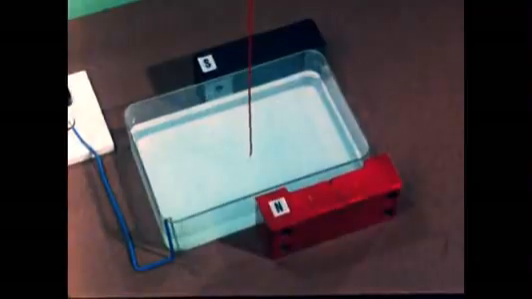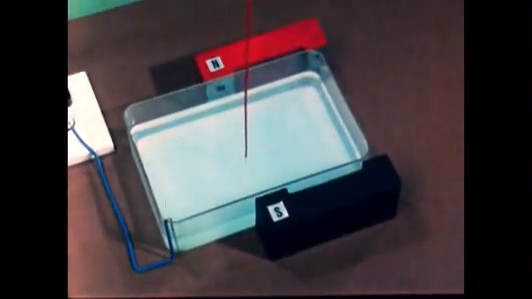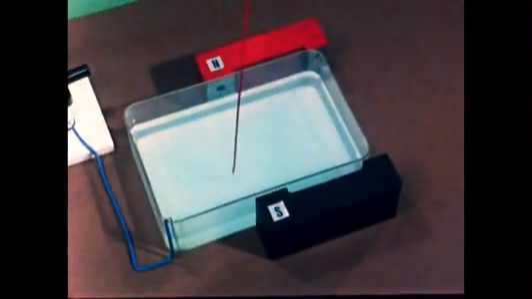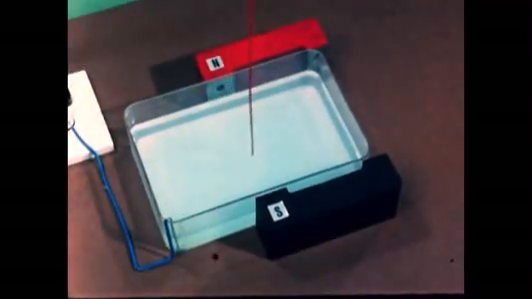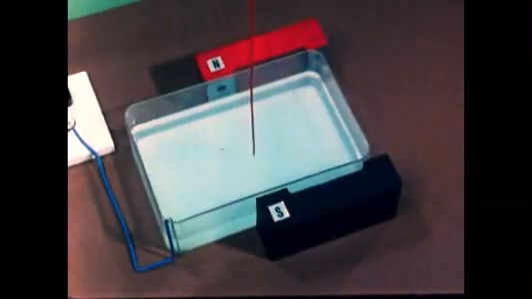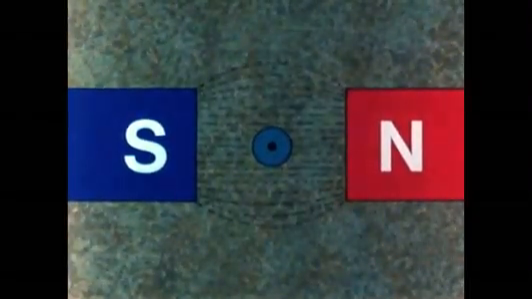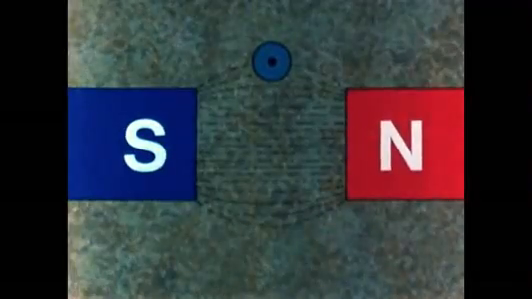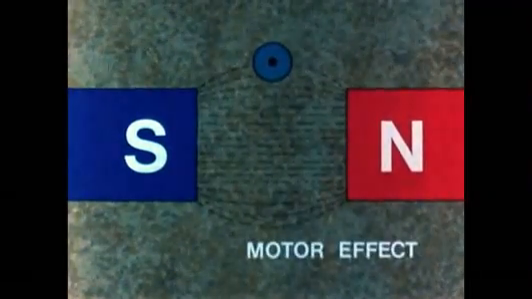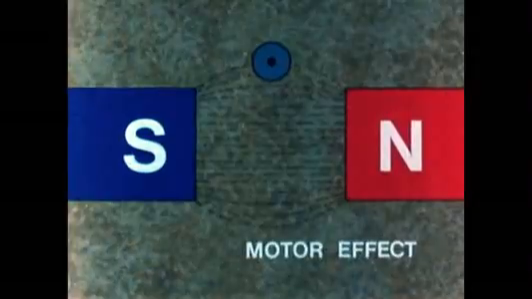Now let's reverse the magnets to reverse the magnetic field. This time the wire moves the other way. We have just seen one of the most fundamental and useful effects in the whole study of electricity. We had a magnetic field with the wire going through it at right angles. When a current was passed through the wire, it moved to cut across the lines of force. This is called the motor effect and is the basis of all electric motors.